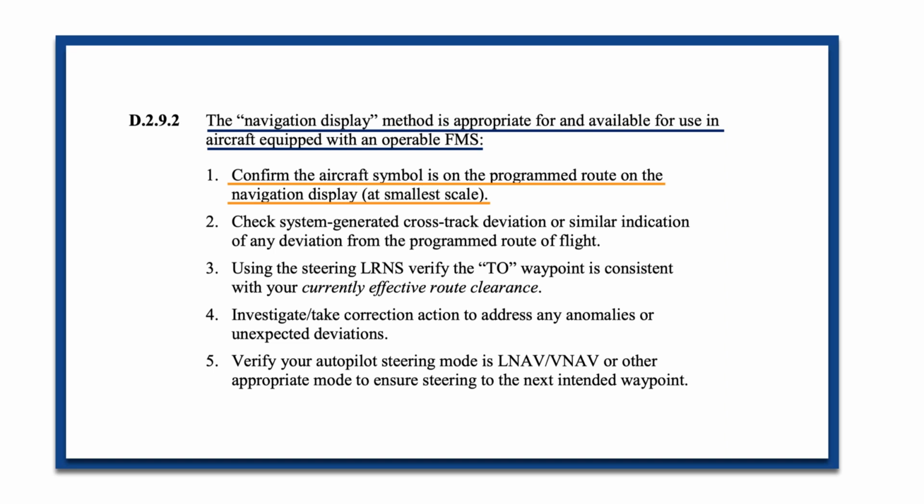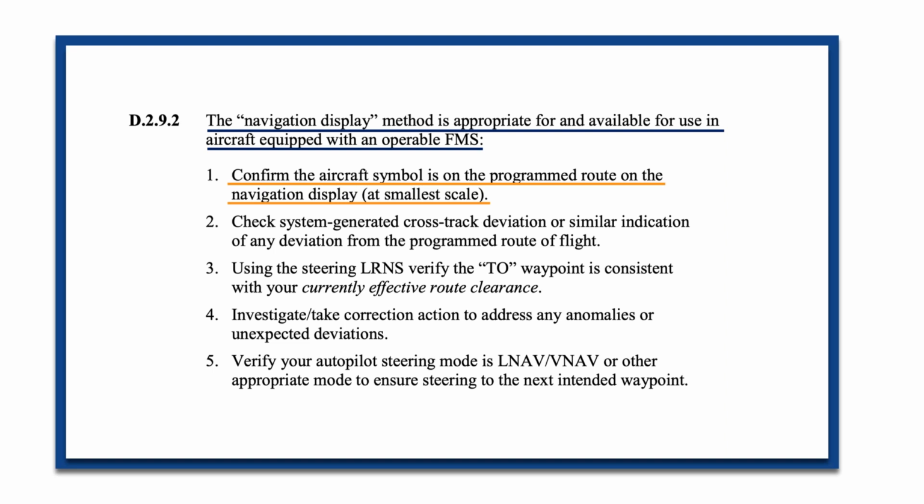In 9170, it was plot on a chart, and that was the only real way to do that. But when 9170 Bravo came out, and I believe it was with some industry feedback from a lot of the airlines, perhaps for some other methods, the navigation display was found to be appropriate and available for use if you have an operable FMS. And you need a few other things too. It can't be just the FMS. You need a navigation display, as we'll see here.